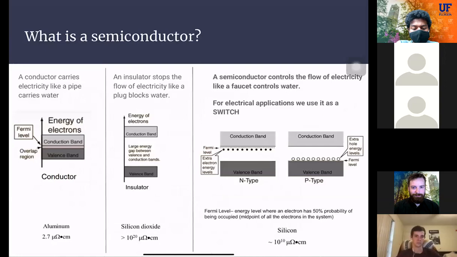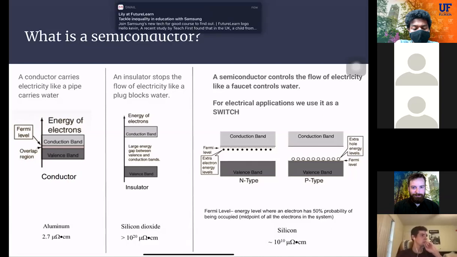Now, a conductor has a lot of charge carriers, which are like electrons. It's like a pipe that carries water. It has very little resistance, and current can flow uninterrupted with a potential difference across the conductor. But an insulator acts like a plug in between the pipes. So it's really hard for the water, or the current, to flow in an insulator.